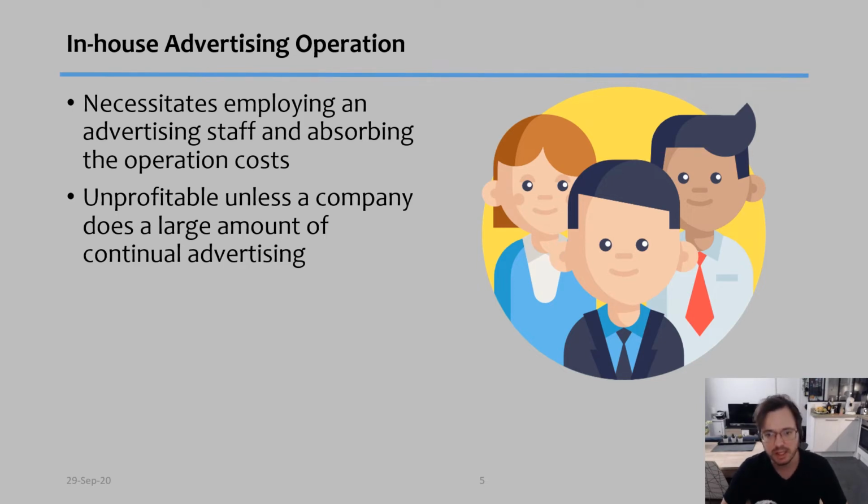The advantage is that you keep full control of your advertisement process and that no outside company will know your details of planning your advertisement, and that can be a good thing.